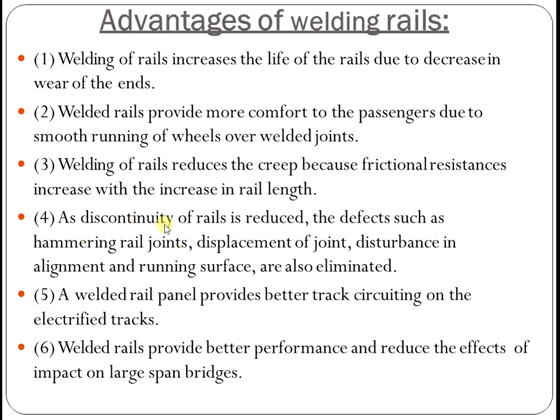Fourth, as discontinuity of rails is reduced, defects such as hammering at rail joints, displacement of joints, disturbance in alignment and running surface are also eliminated. That is most important for the smoothness of the railway. The hammering at rail joints is known as vibrations. And next one is the displacement. Due to the heaviest load, there is a possibility of displacement of the joint and disturbance of the alignment. If any part of the permanent way settles down, disturbance of alignment is possible, and the running surface defects are also eliminated, that is, minimized.